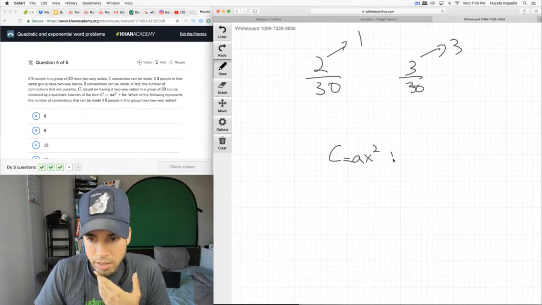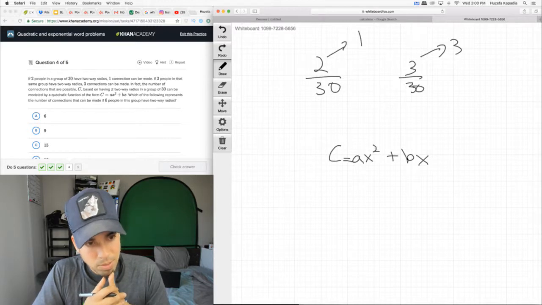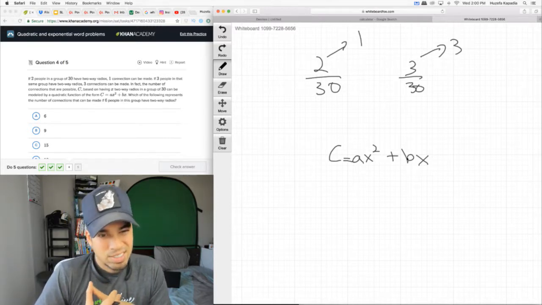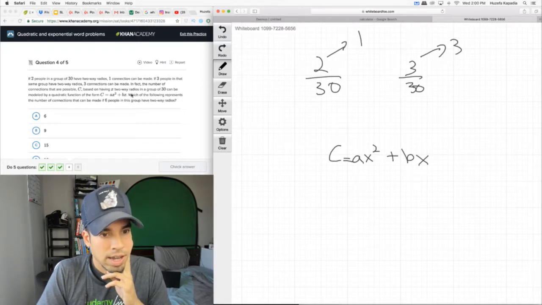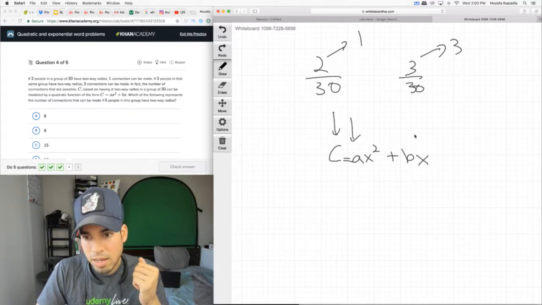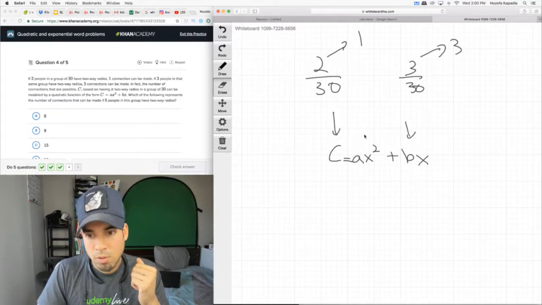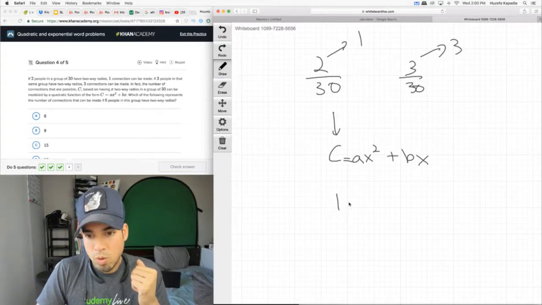A nice quadratic function. Which of the following represents the number of connections that can be made if 6 people in this group have two-way radios? And again, X is the number of radios. Well, we need to figure out what these constants are, because C is what value we're always solving for. What is A and what is B? Well, we can solve for them like this. We know that C equals 1 when X equals 2.